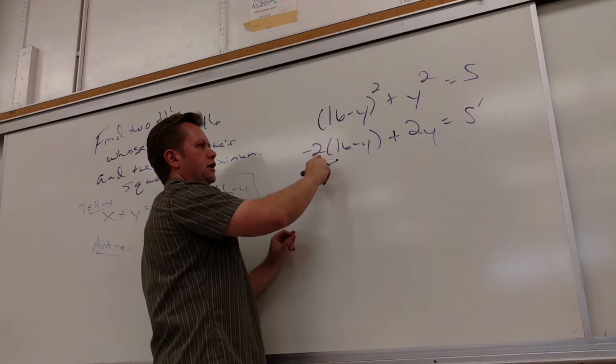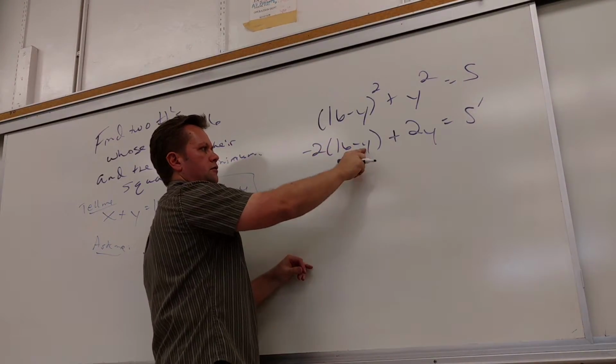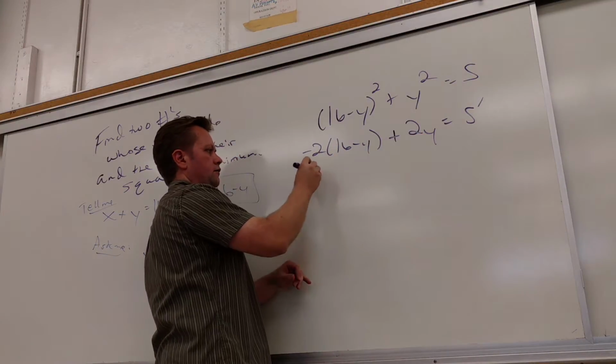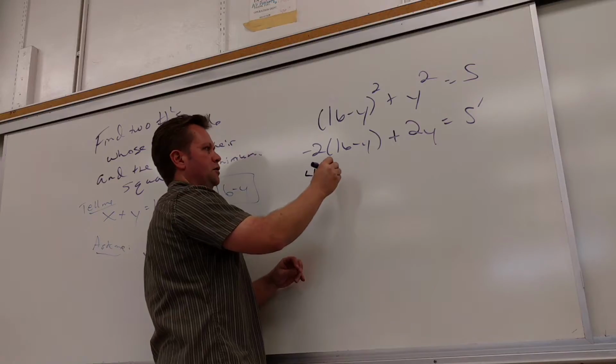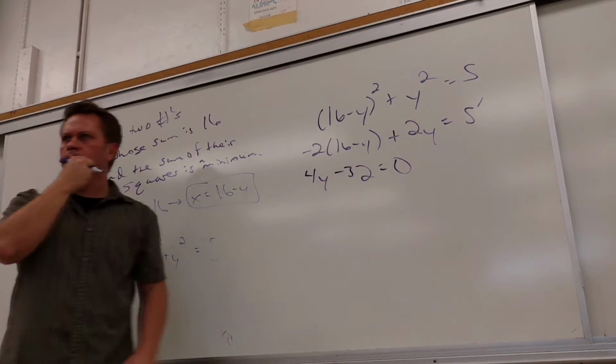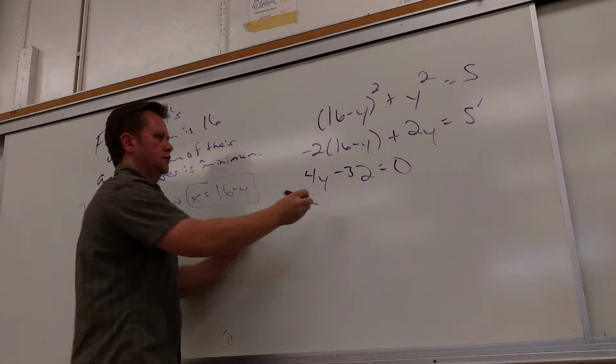And then what happens here, I get minus 32 plus 4y. 4y minus 32 equals 0. I'm going to set it equal to 0. So then y is 8.